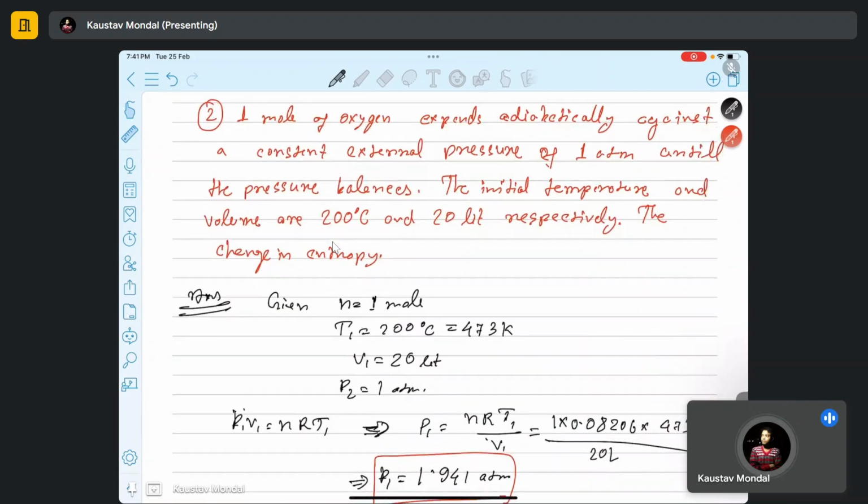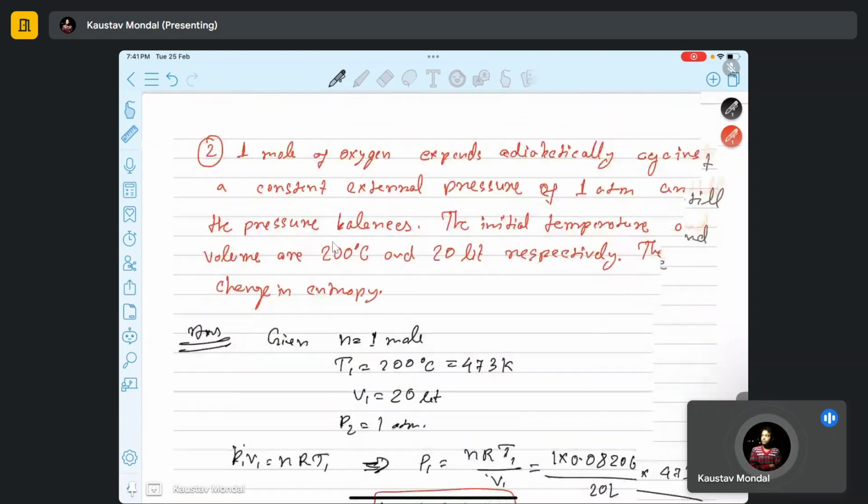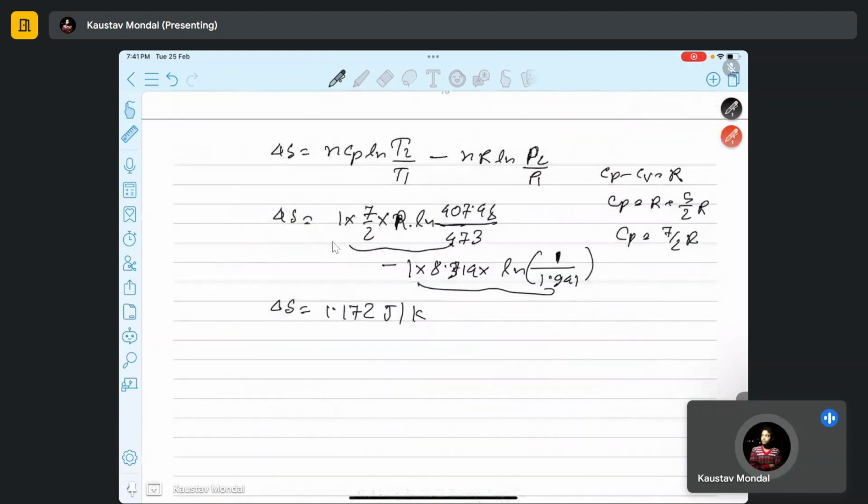I actually forgot to write the options, but this is how you should calculate. Okay, this is the correct answer.